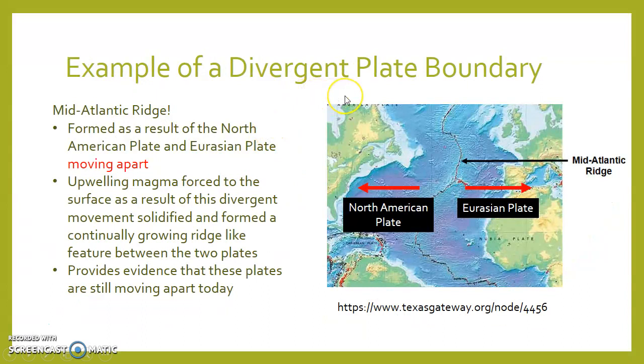An example of a divergent plate boundary in real life is the Mid-Atlantic Ridge, where we have the North American plate moving to the left and the Eurasian plate moving to the right, and the Mid-Atlantic Ridge filling in the middle and the gap created between these two plates moving apart from each other. And this provides evidence that these plates are still moving today.